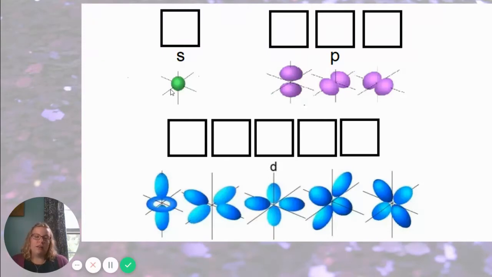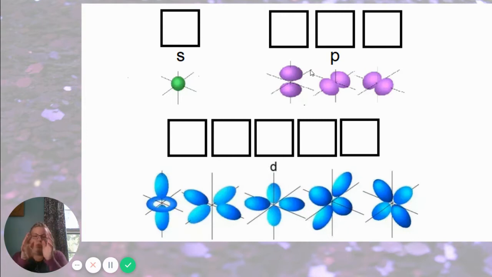Now, the P shell is a little bit more complicated. There are actually 3 different types of P orbitals. There's a Px orbital, which sits on your x-axis. There's a Py orbital and a Pz orbital, which comes towards you in the screen. If you think about each of these orbitals as one of the things that makes up the whole P shell, these are all merged together. So you can imagine one orbital going up and down, one going side to side, and one going front to back.